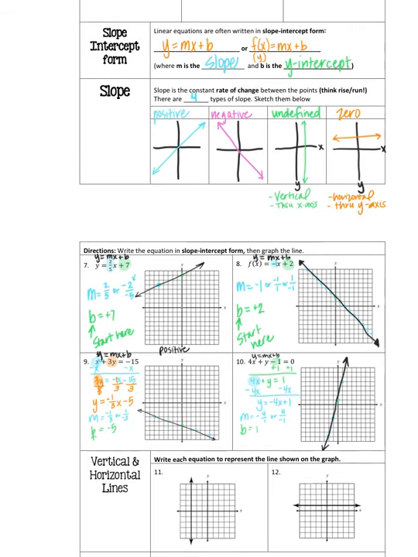There we go. We're going to come back to vertical and horizontal lines tomorrow or on the next video. Okay. Let me know if you have any questions. Please send me a message. Oh, I'm sorry. If you look back at 8, 9, and 10, those are all negative slopes.